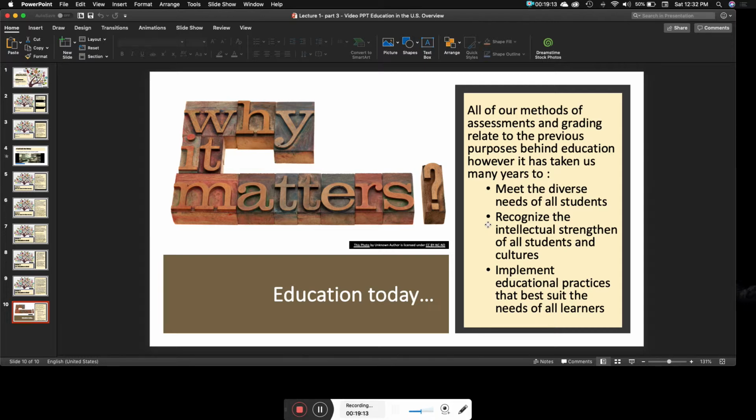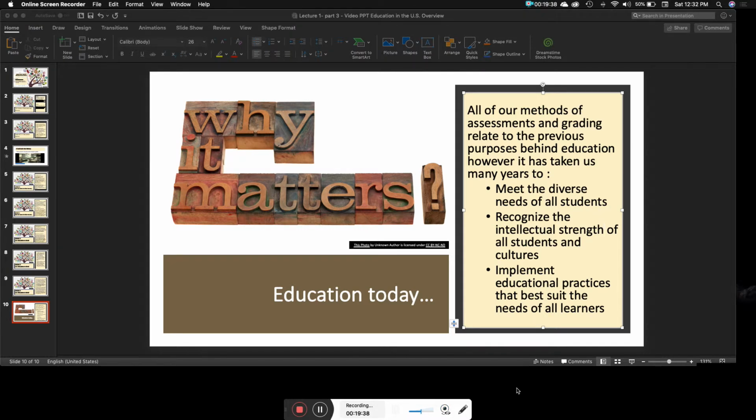It also has taken us a while to be able to implement educational practices that best suit the needs of all learners, but the truth of the matter is that we've been working at this for a while. And when I say we, I mean as a nation, education has been a focus point for a very, very long time. The changes that have been made, I think, have been beneficial to a certain extent to all students, and I think it will continue to get better as long as we keep students at the center.